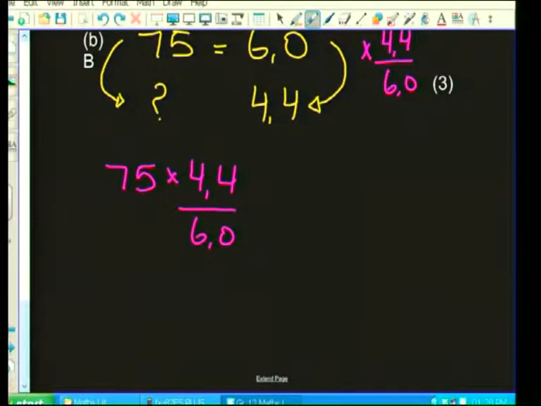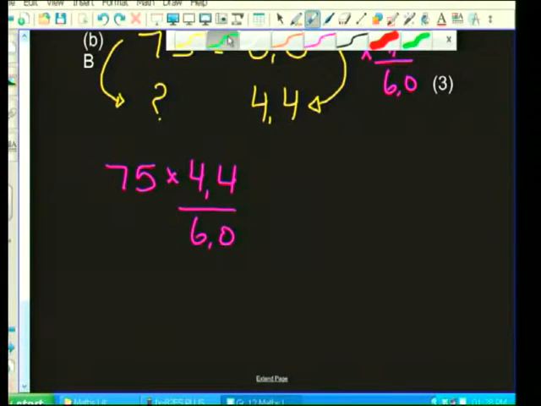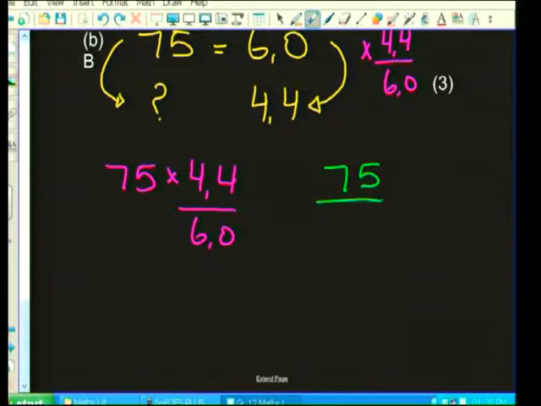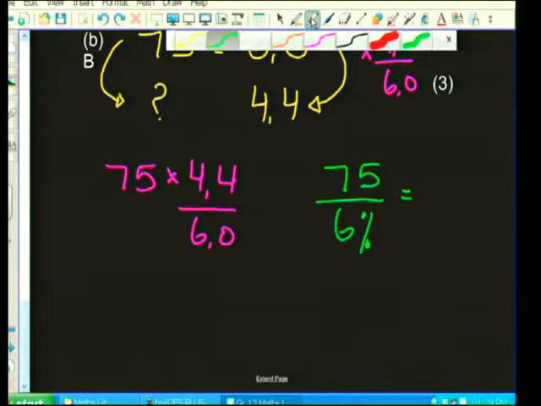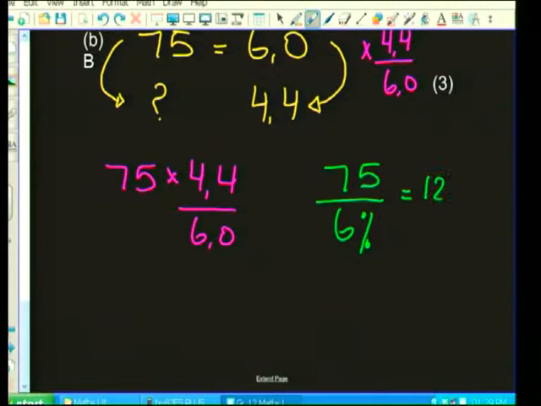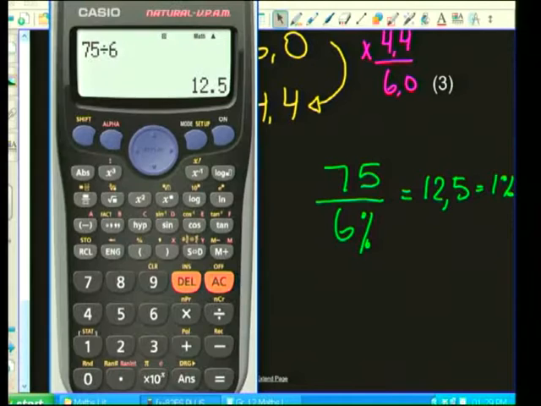The other way I could think of doing this is saying, well, okay, if 75 represented 6%, if I divide this, I'm going to get what 1% represents. So let's get my calculator out and I'll show you that. 75 divided by 6, and I get 12.5. So in this case, I'm going to say, well, okay, 12.5 equals 1%. And now I can take that and times by 4.4. But that's basically what I'm doing over here.